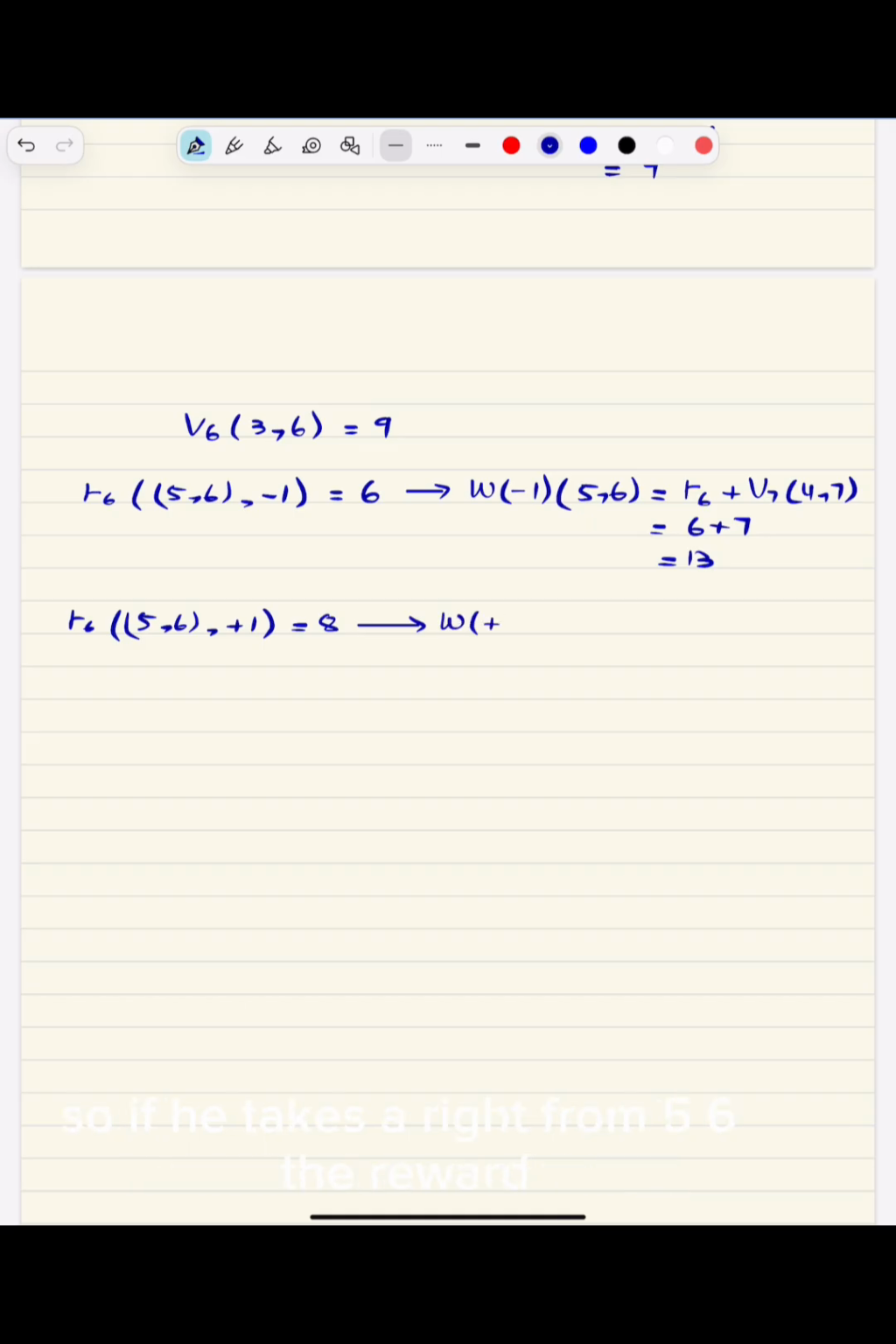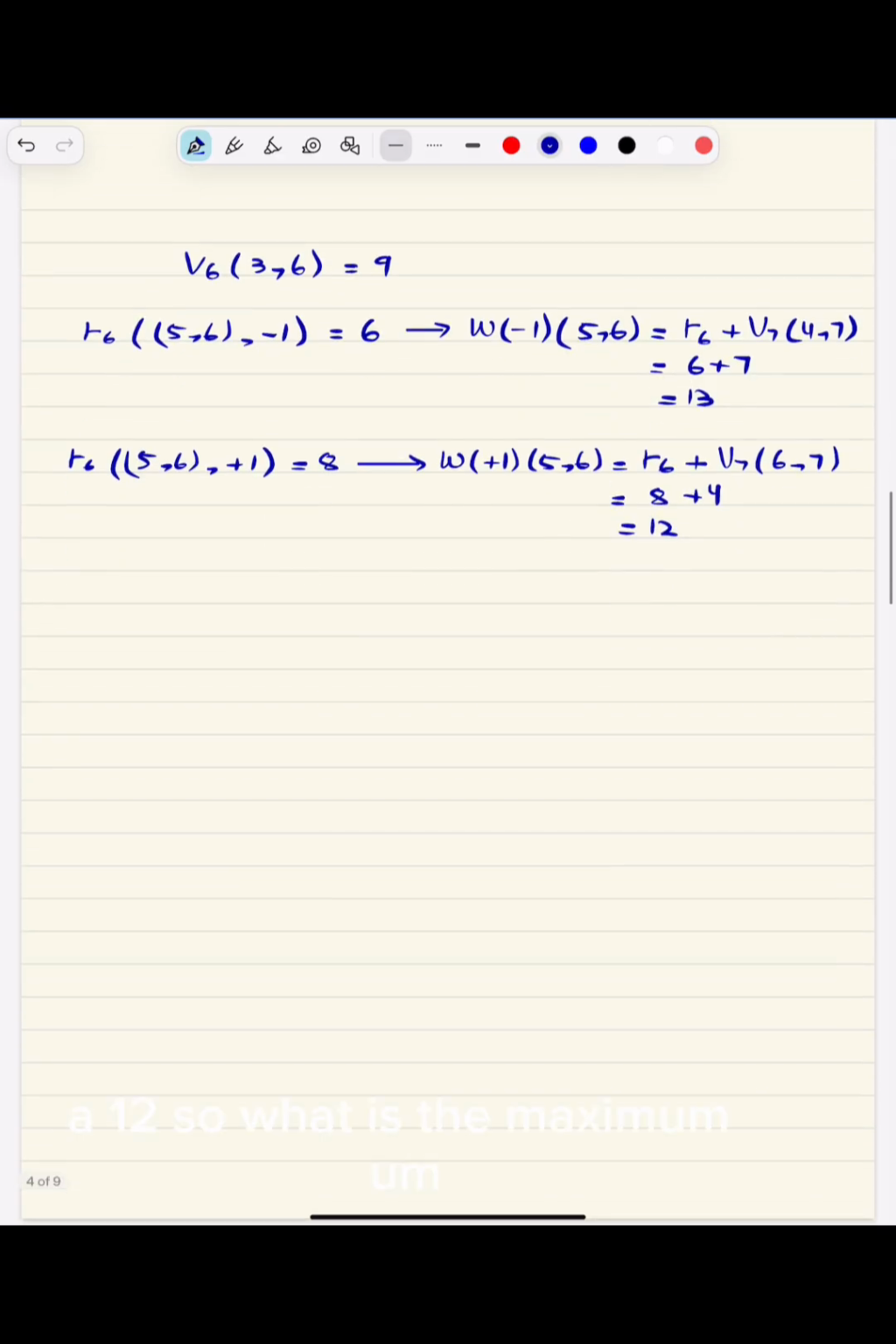So if he takes a right from 5 6, the immediate reward in that time period is an 8, but we need to see the reward that he's going to get from the future moves after time period 6. Since he's going to end up at 6 7 if he takes a right, we are interested in the value of that node. So we have an 8 plus a 4, and total 12.